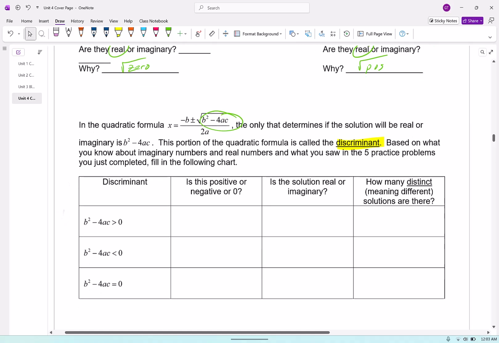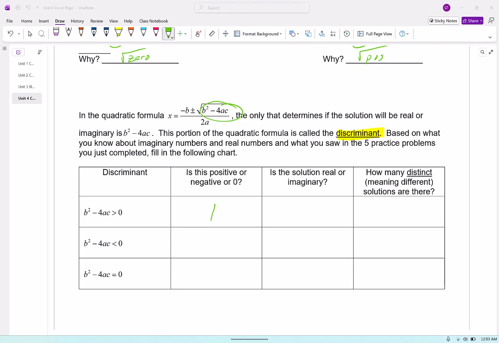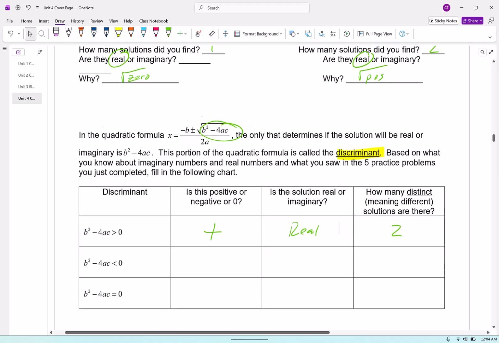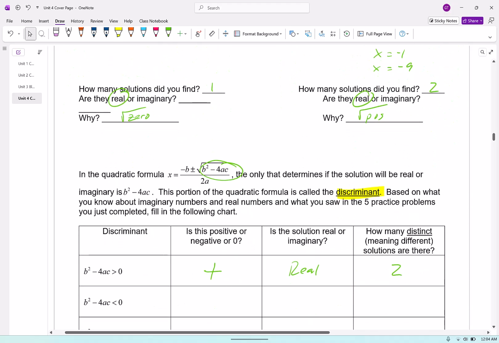Okay, and so that discriminant means that if I put all those values in and the answer is greater than 0, it's going to be positive. Then I'm going to have real solutions, and I'm going to have 2 of them, right? I see that right above here with number 4. So this is, again, example 4.